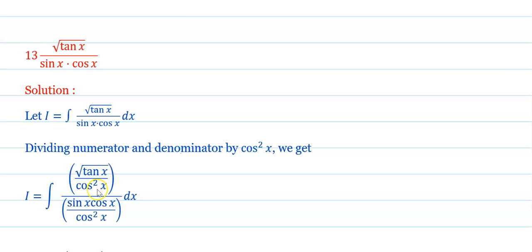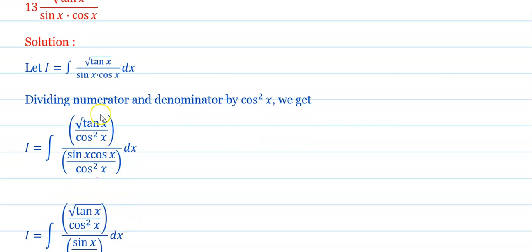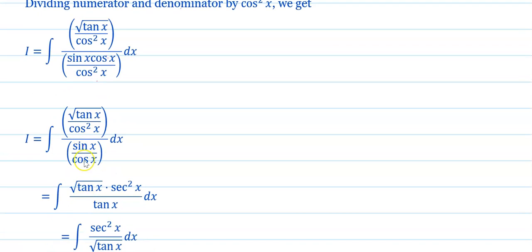Guys, there are some particular problems that you have to remember. Okay, that I is equal to the integral of root of tan x upon cos square x, upon sin x into cos x upon cos square x, into dx. Okay. Now, what about here? In the denominator, sin x into cos x upon cos square x, one cos will get cancelled. You will get sin x upon cos x, that is tan x. Okay. Now, root of tan x upon cos square x.